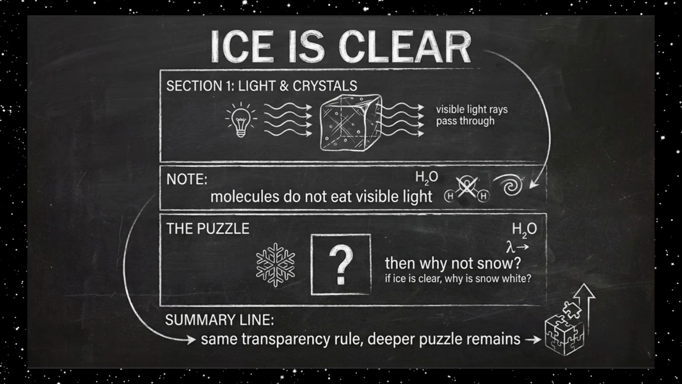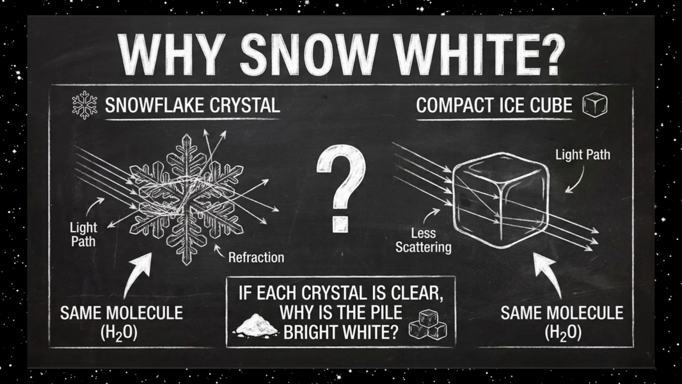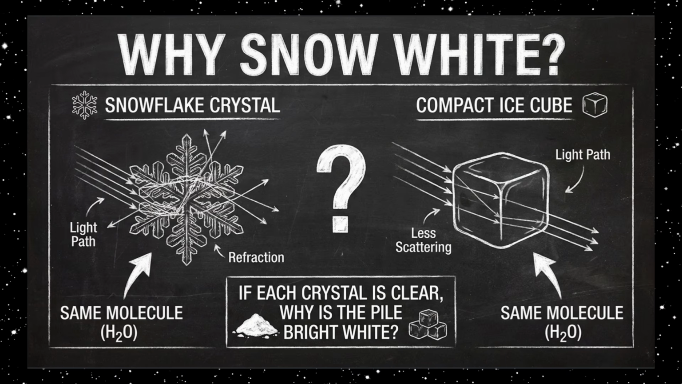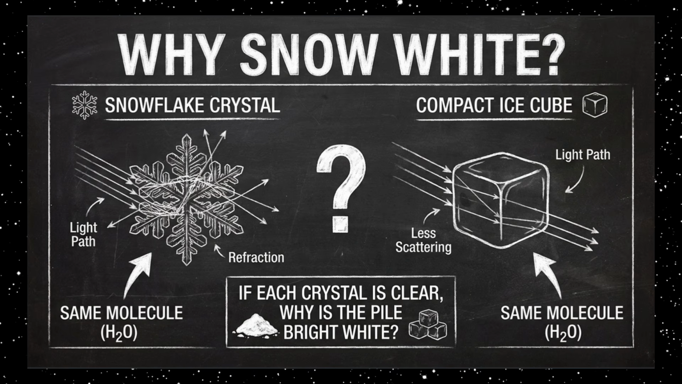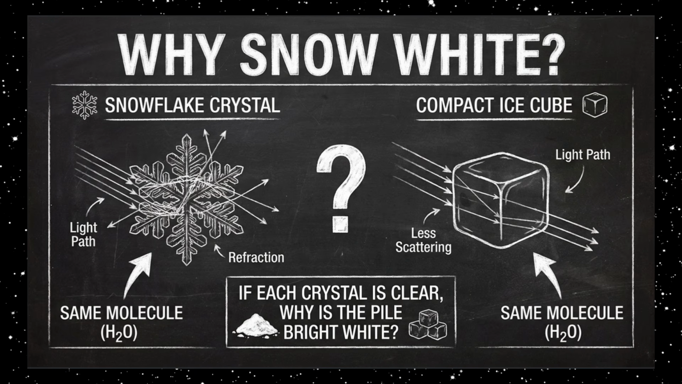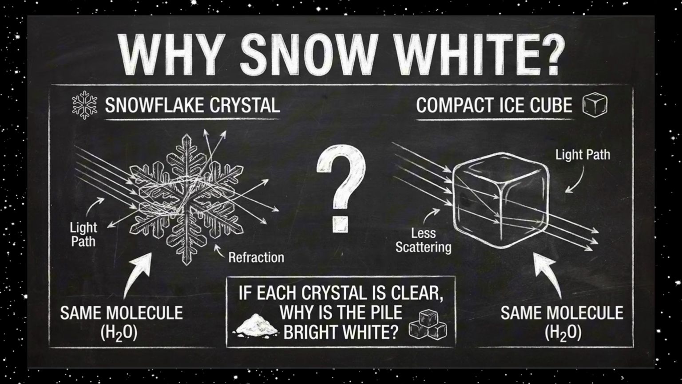But now, you see, the puzzle gets worse. Because if water does not absorb visible light, then snow should not absorb visible light either. They are the same molecule, the same atoms doing the same thing. The light should sail straight through a snowflake, just like it sails straight through an ice cube. So why on earth is the snow white?